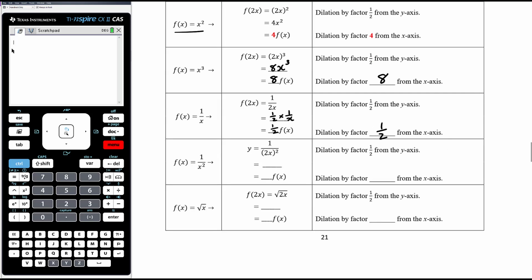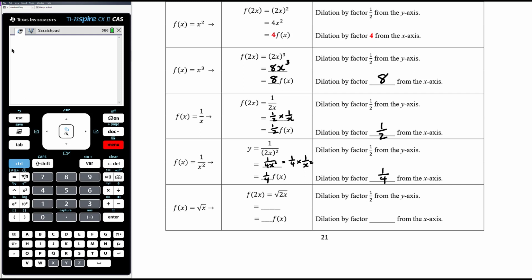If we think about the truncus and dilating the truncus by a factor of 1 half from the y-axis, so replacing the x part of the function with 2x, again, we could expand out the 2x all squared on the denominator. So this is 1 on 4x squared, which is 1/4 times 1 on x squared, which means it's a quarter times f of x. So for the truncus, dilating by a factor of 1/2 from the y-axis is the same as dilating by 1/4 from the x-axis. And we've just been always thinking about them as dilations from the x-axis for these functions so far.